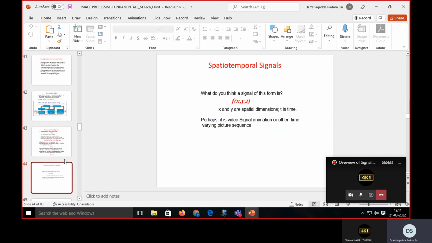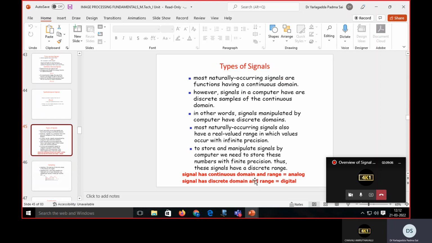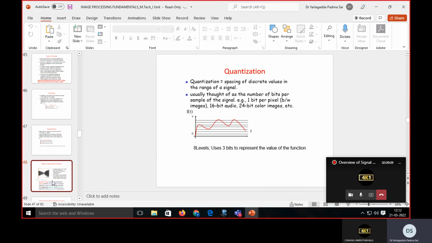When an image is represented, for an image it is only f of x comma y. When it is video, t is also there. What is the difference between video and image? When you capture a video, for example some systems use 25 frames per second, in some systems 30 frames per second. One frame is nothing but your image. One frame is a still image.